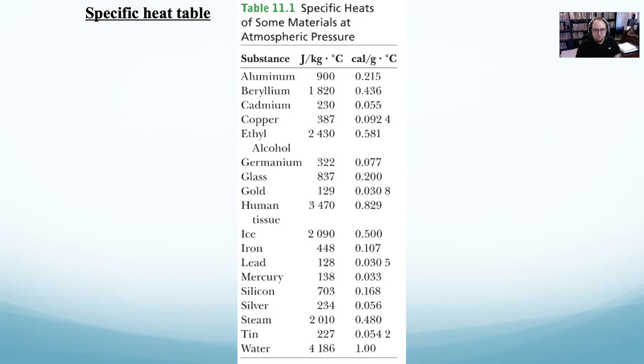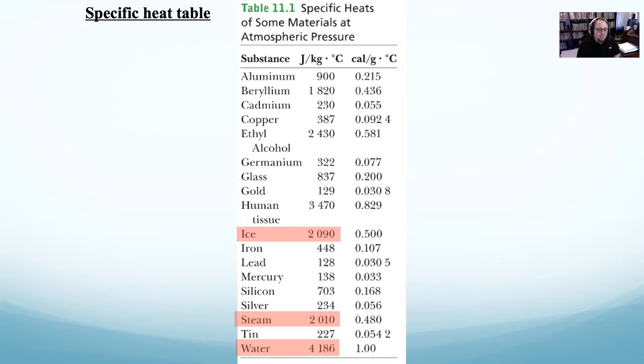Steel is also not on here, but steel is also very low. Water is stupid high at 4,186 joules per kilogram degree Celsius. Water has a very high specific heat, which is going to come into play. But of note, because this is important, specific heat of something does change with phase. If you note, we have water, steam, and ice. Water, steam, and ice do have different values of specific heat.